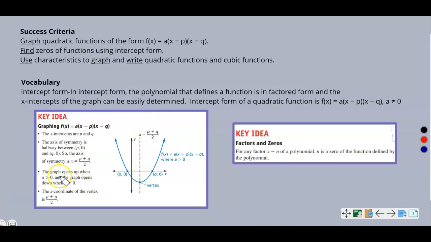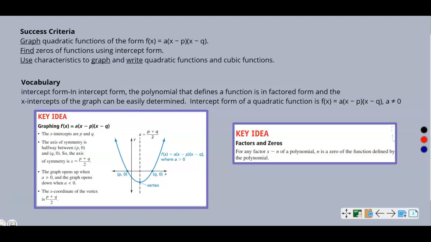The graph opens up when a is positive and the graph opens down when a is negative, that's the same as what we learned before. And the x-coordinate of the vertex is p plus q divided by 2, or the average. Add them up, divide by 2, that's how you find the average.